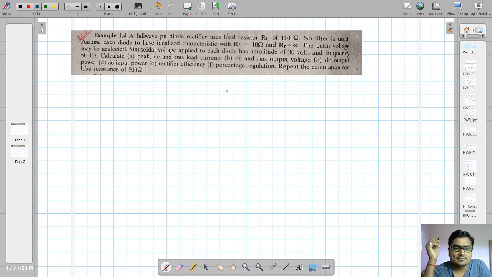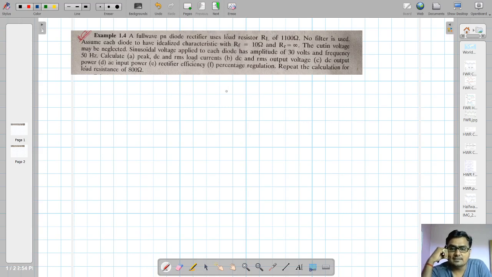The cut-in voltage may be neglected. It means the knee voltage, the cut-in voltage of a diode, is neglected. The sinusoidal voltage applied to each diode has an amplitude of 30 volt, and a frequency of 50 hertz. The frequency is equal to the line frequency, that is 50 hertz. Those are the given data, and after that they told us to calculate the peak, DC and RMS load currents. Within A, they want three values: peak, DC and RMS load current.